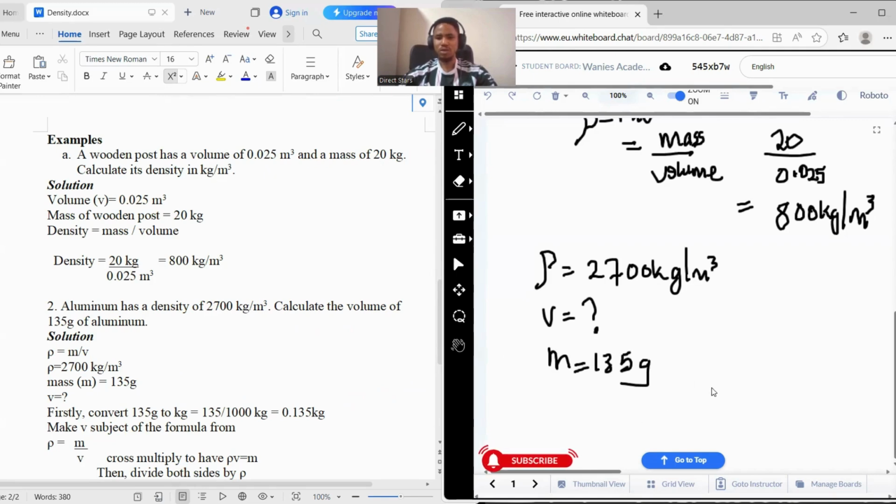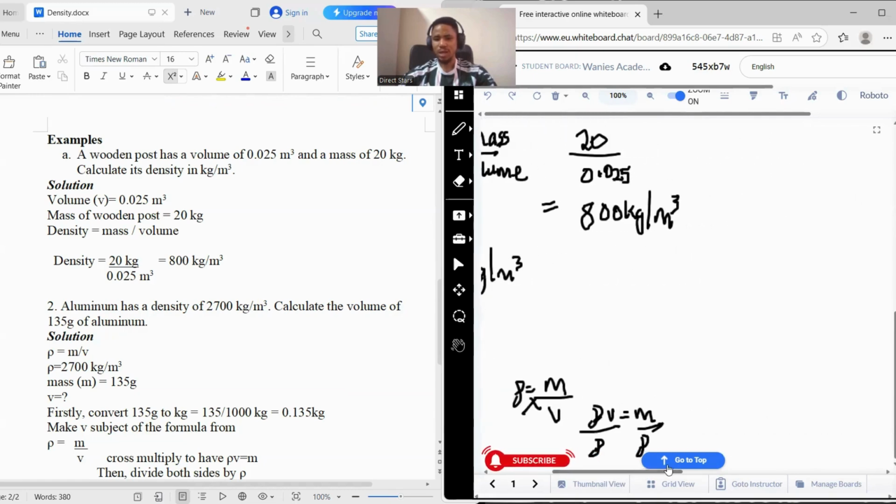We just need to go back to the formula. Rho equals M over V. Then to make V the subject of the formula, we cross multiply. Then we have rho V equals M. Then divide both sides by rho. Then we have our answer that V, which is the volume, equals mass over rho.